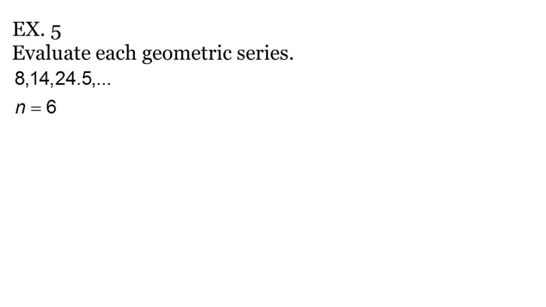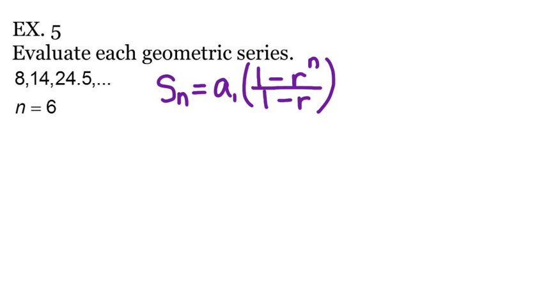Okay, so example 5, we're going to evaluate this geometric series. That means if I was to list out the first 6 terms of this sequence and then add them together, that's what the sum is going to be. We can use one of two formulas. We're going to use this one, S sub n equals A1 times 1 minus r to the n power over 1 minus r.